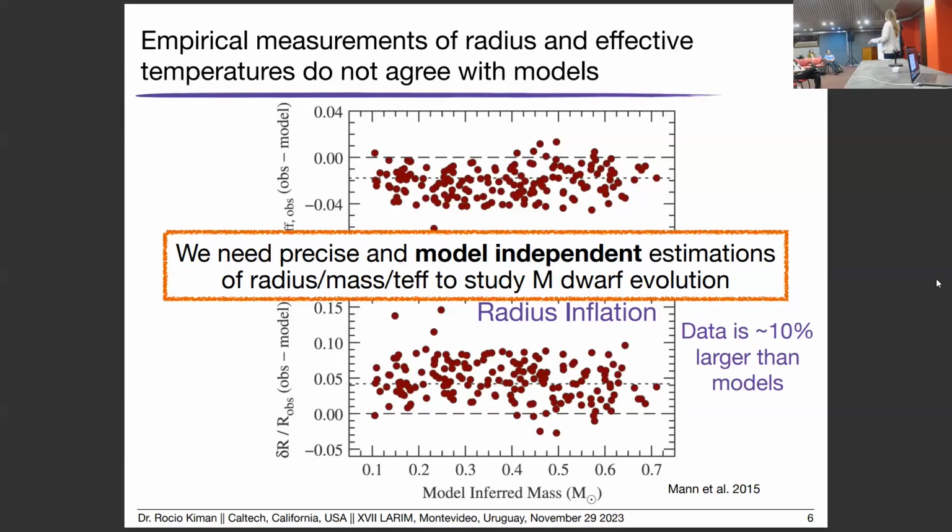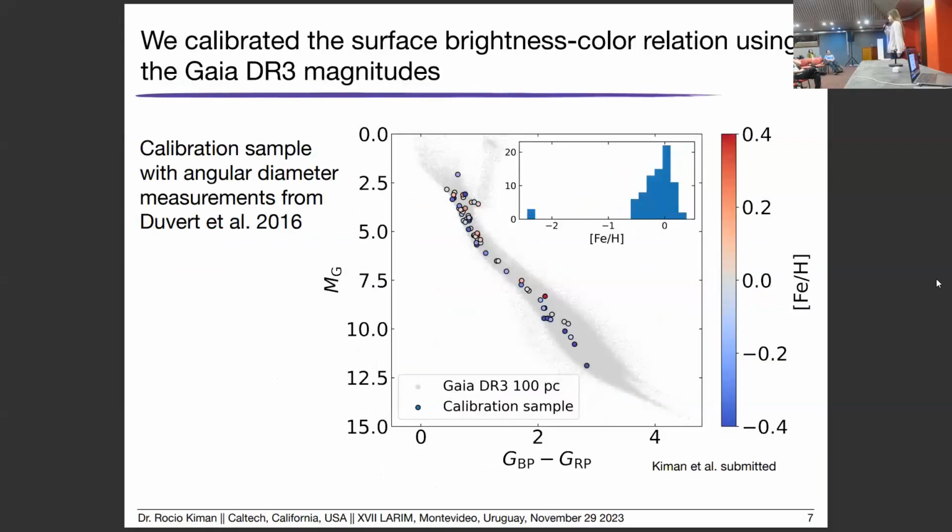So the conclusion here is that we need model-independent ways to measure the radius, because if we only depend on the model, as the observation shows, we might get an error. So for getting a model-independent way to measure the radius, what we did was to compile a sample of main sequence stars that have angular diameter measurements and use that to calibrate the surface brightness color relationship, taking advantage of the Gaia photometry and parallax, which are extremely precise.